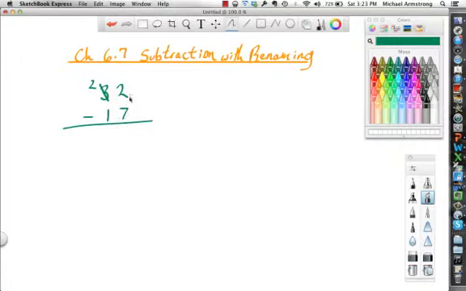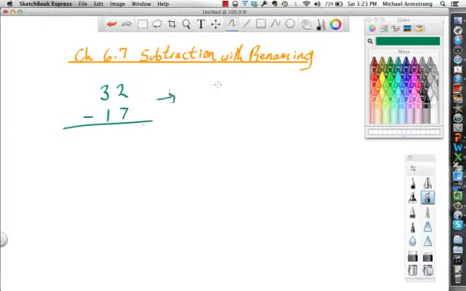Before, let me back up, you can't take 7 ones away from 2. You can't subtract 7 from 2. If you start with 2 and you try to take 7 away, you run out really quick. You have to have more up here. Now 32 is bigger than 17. So we can subtract 17 from 32, but it's hard for us to subtract 7 ones from 2.